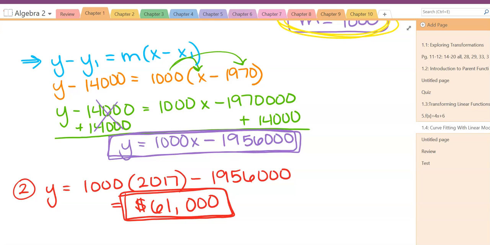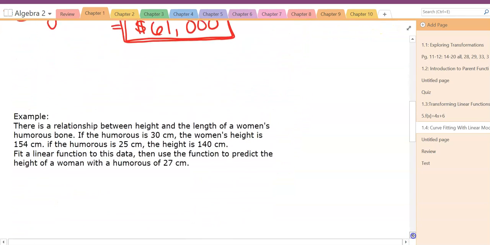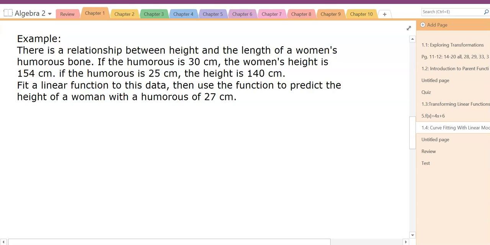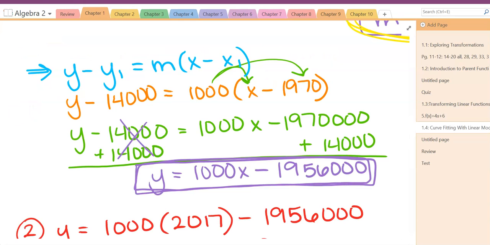Okay, let's look at another one. Okay, this one says that there's a relationship between the height and the length of a woman's humerus bone. If the humerus is 30 centimeters and the woman's height is 154 centimeters, and then if the humerus is 25 centimeters, the height is 140 centimeters. Find a linear function to use for this data. Use it then to predict the height of someone that has a humerus bone of 27 centimeters. So first thing we want to do is figure out our points.